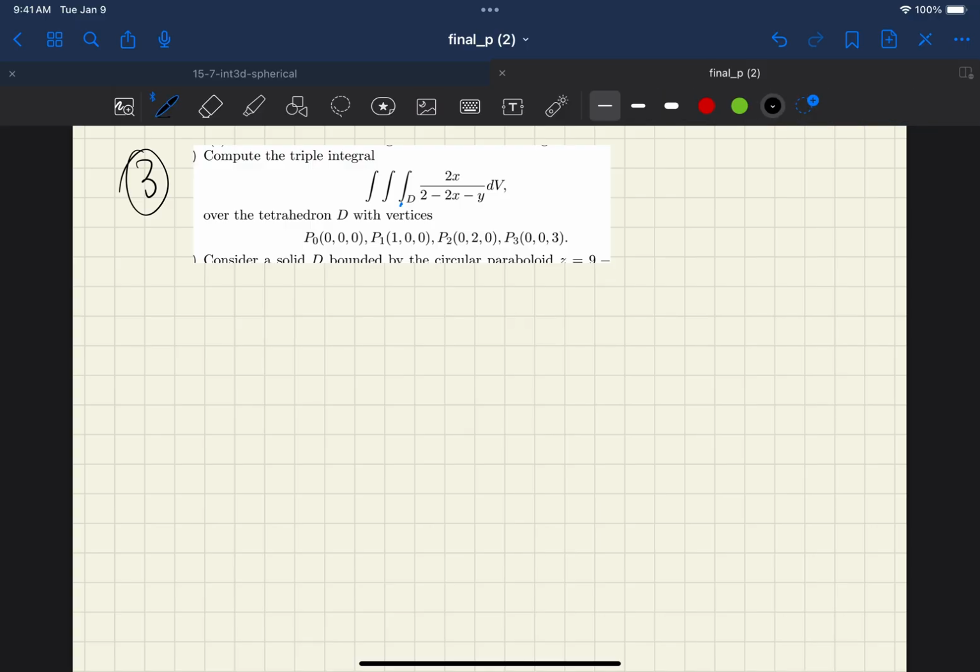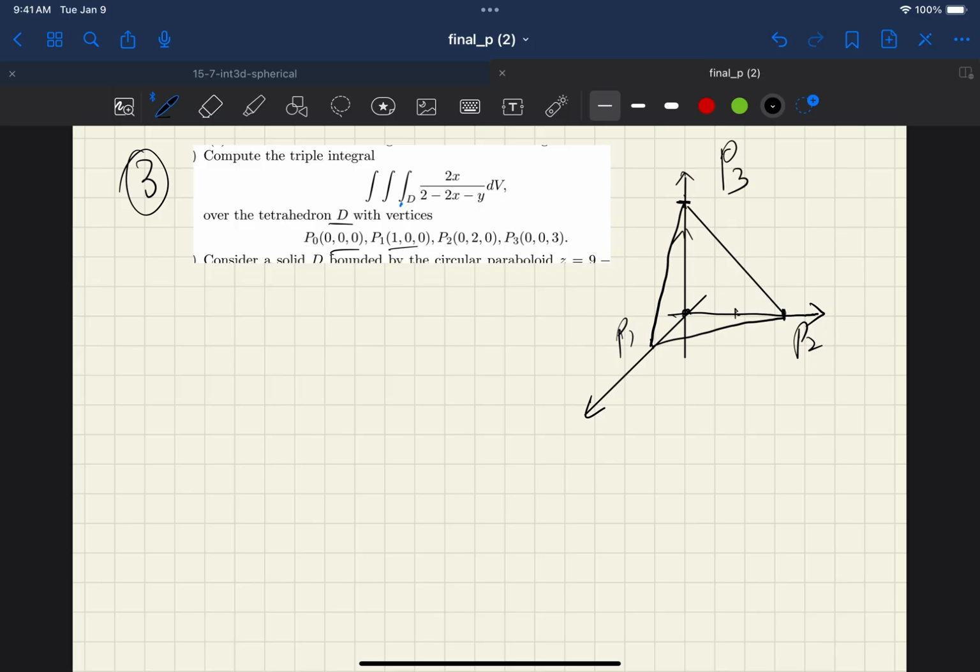So if we look at the tetrahedron for D, then this is 0 0, and this is 1 0. This is 2, maybe 2 0, P2, and P3 is somewhere here, 3 0. So P1, P2, P3. So the solid D we are looking for is like this.